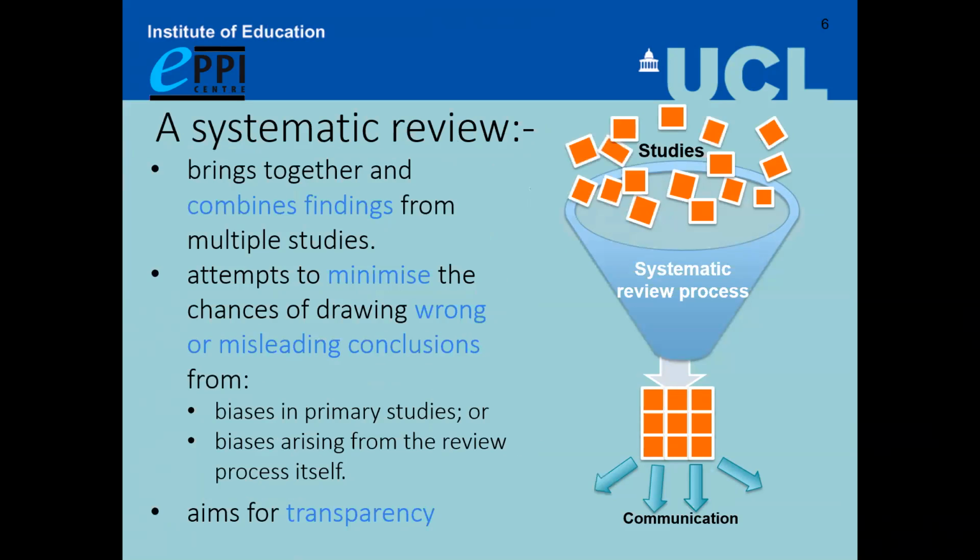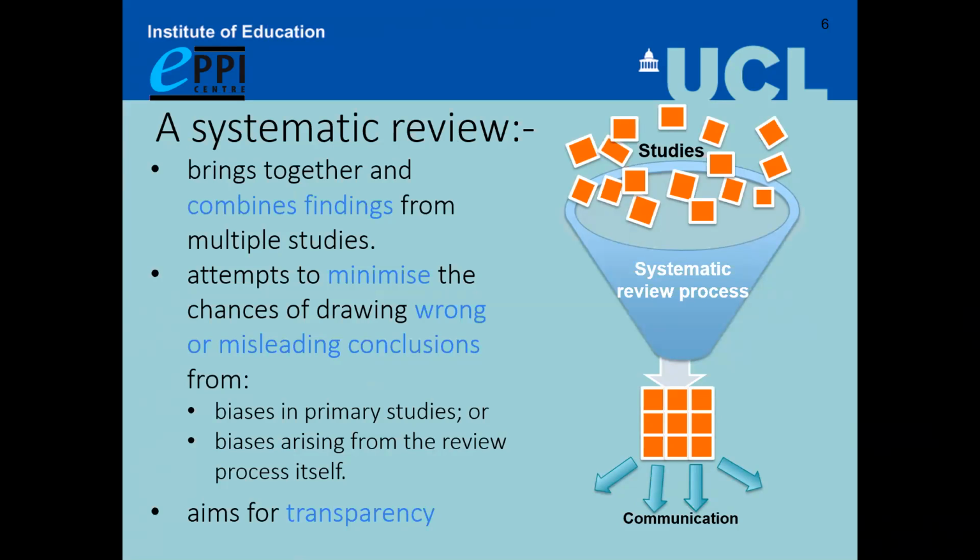And in this slide, we have an illustration of the process of a systematic review. Bringing together findings from multiple studies allows us to have increased power, generalizability and precision of our findings.